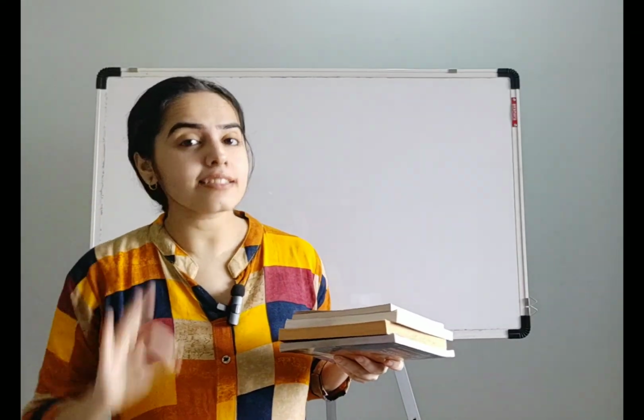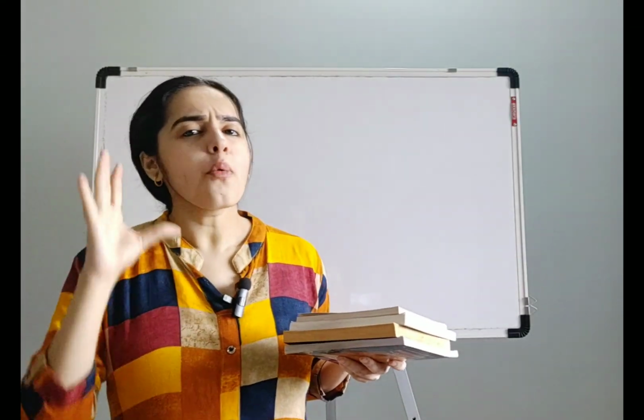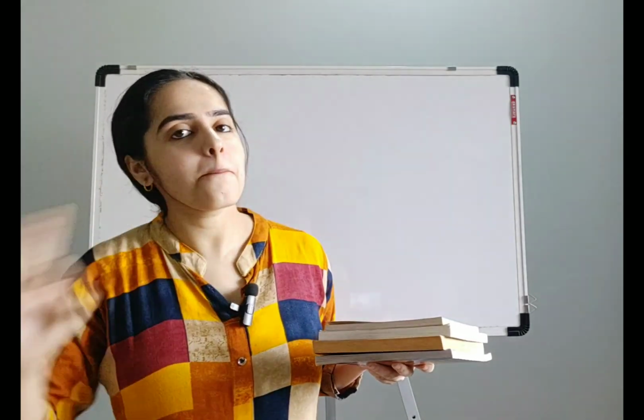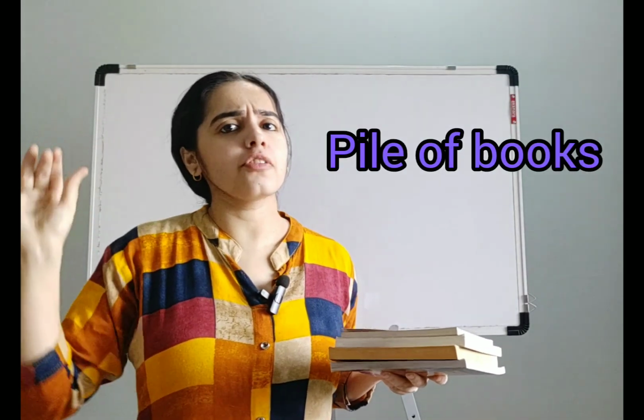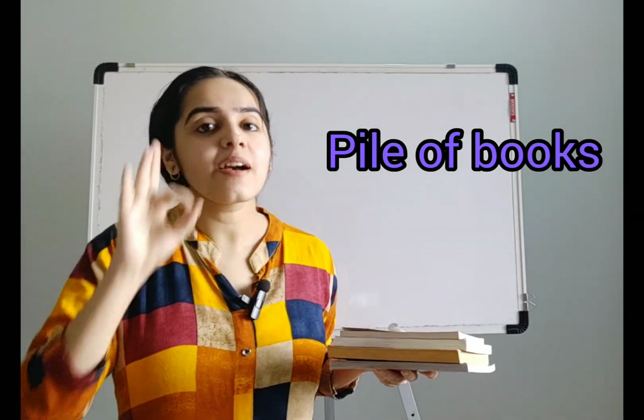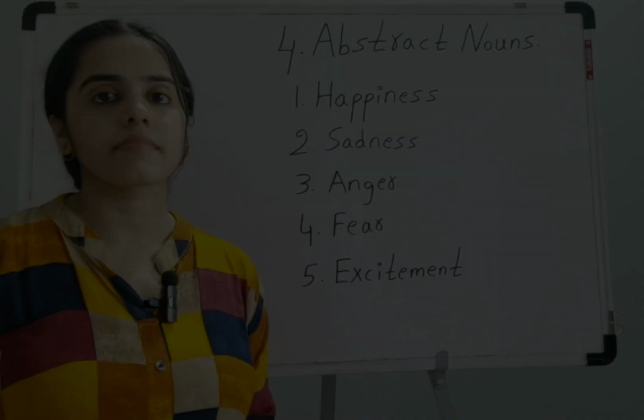These are called a collection of books. When we are talking about a collection of books, we say pile of books. Some say bundle of books. It is also correct, but the more accurate one is pile of books.